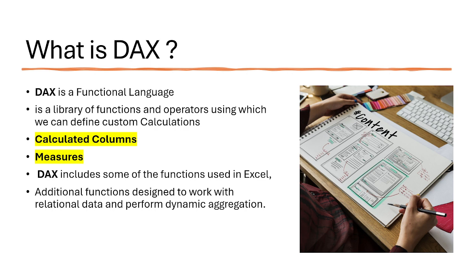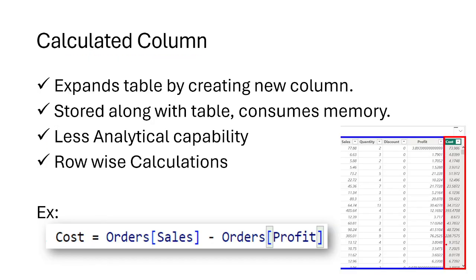Now DAX includes some of the functions used in Excel, like sum, average, min, max functions. What is there in Excel? Yeah, it is supported in DAX also. But apart from that, it provides you with a lot of additional functions which are designed to work with relational data and perform dynamic aggregations. Fine. We'll look into what calculated columns and measures are.